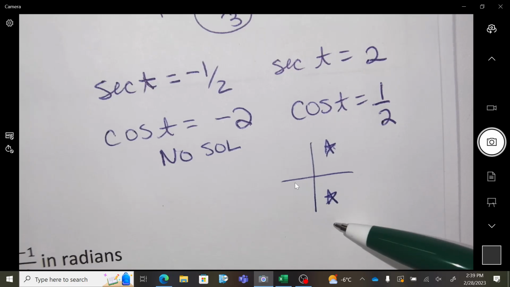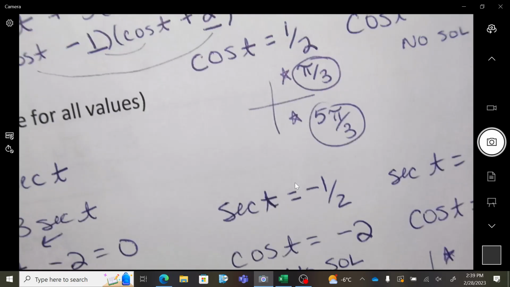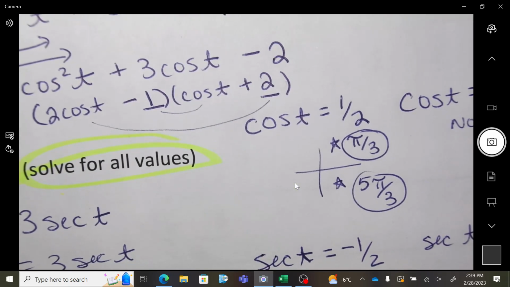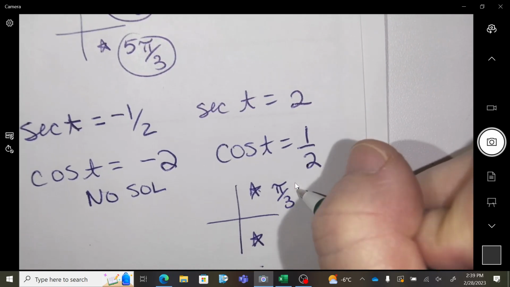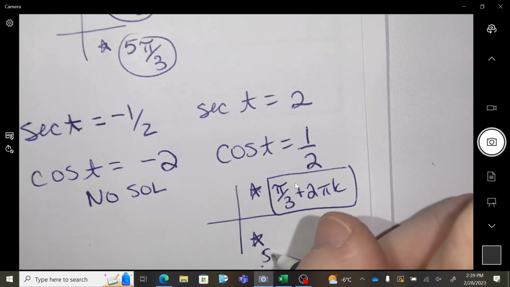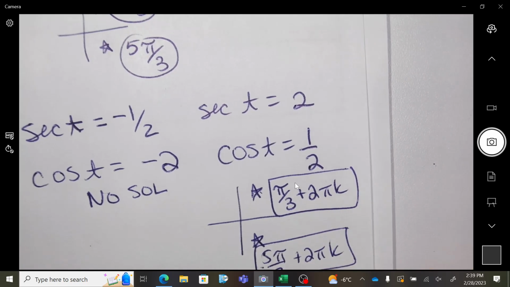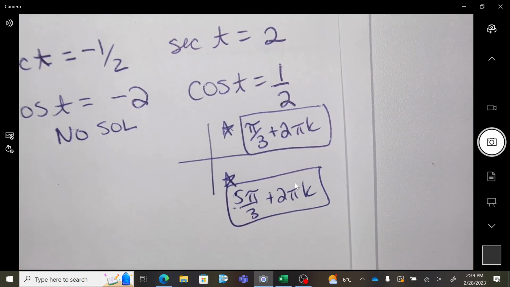And we're going to answer a little bit differently because of this. Solve for all. What do you do when you do an all? Pi over 3 plus 2 pi k. So same answer from above, but now I need to add the revolutions to say any answer.